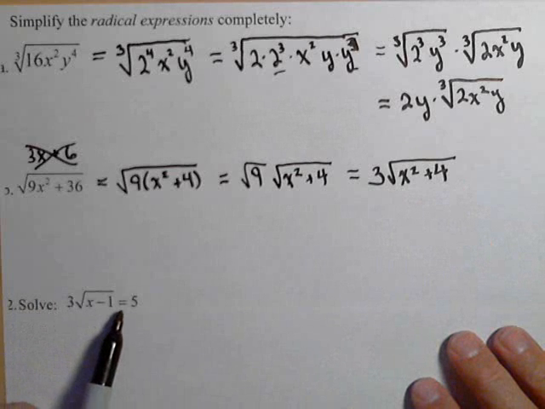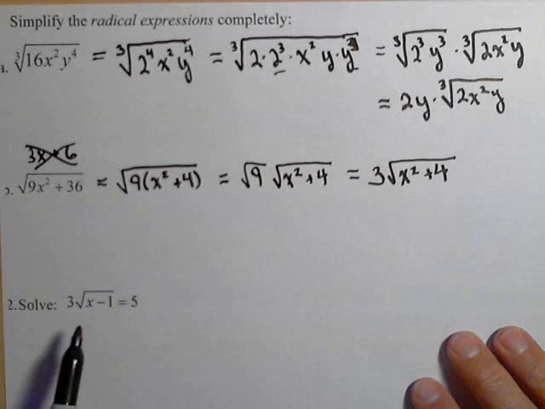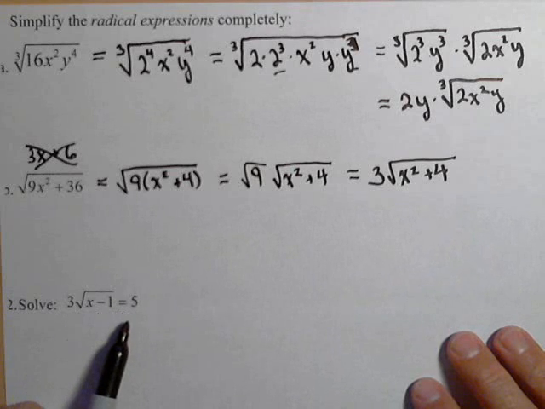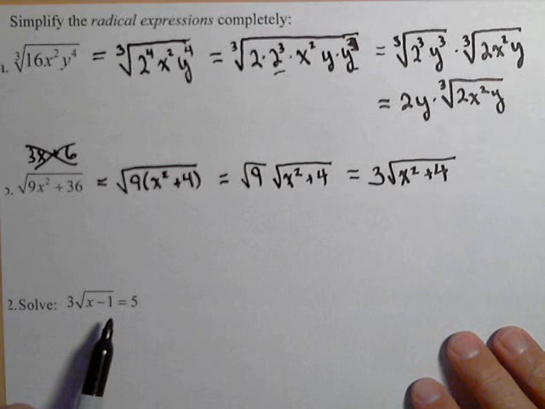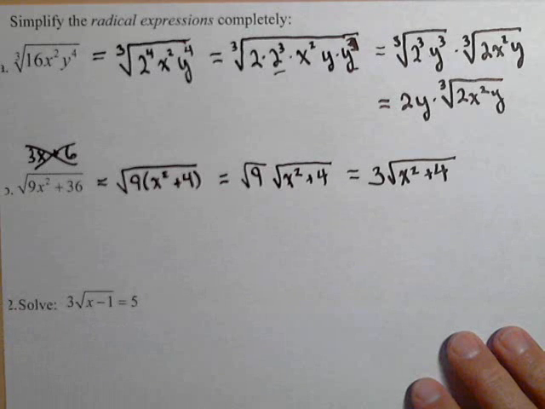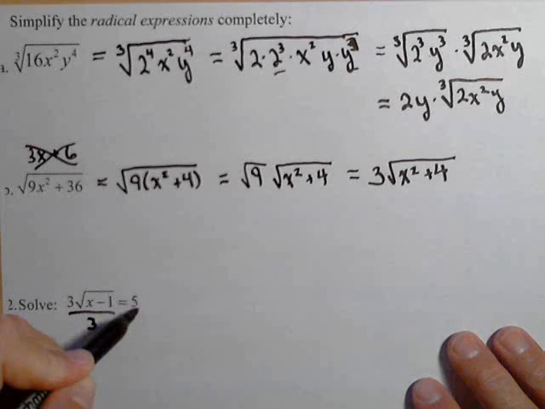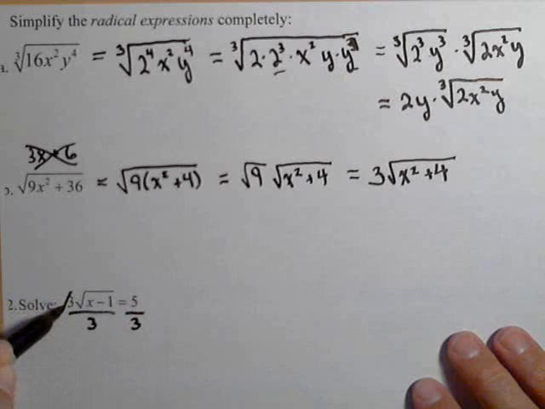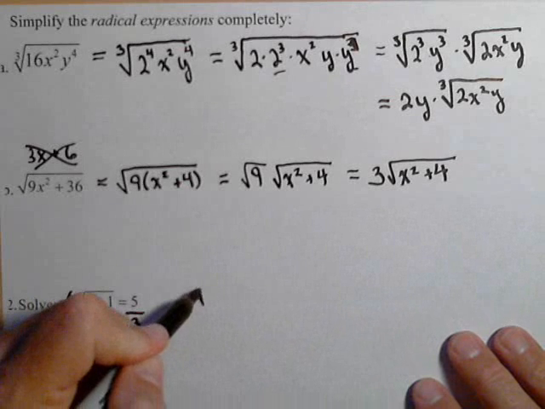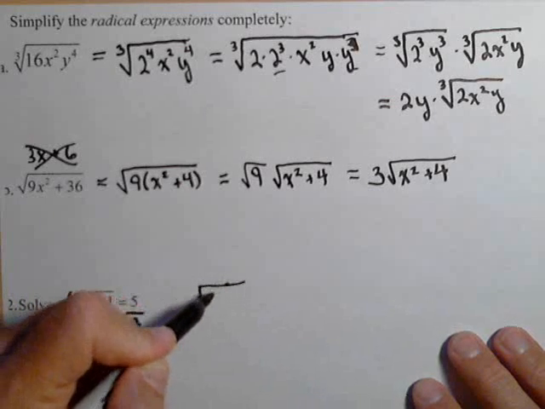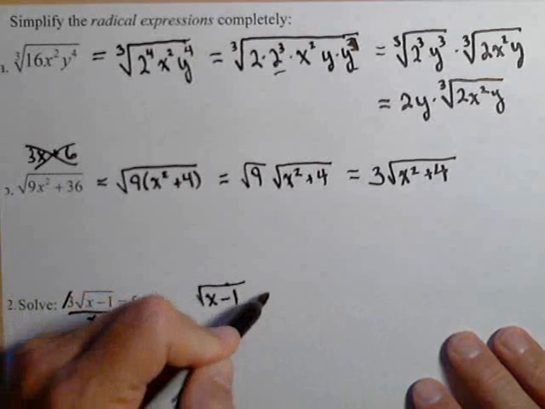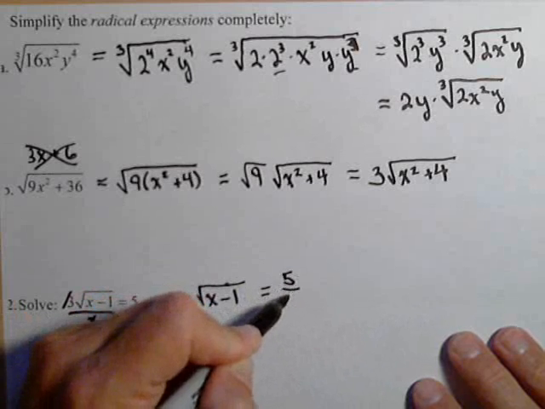Now notice the last one's not an expression because it's equal to something. That makes it an equation. So we're looking to solve this equation. Anytime you have an equation involving a radical, when possible, you'd like to isolate the radical. Get it on a side by itself. Well, we don't need to add or subtract anything to make this happen, but we can divide out the 3 to make this thing a little easier to deal with. So we got the square root of x minus 1 equal to 5/3.